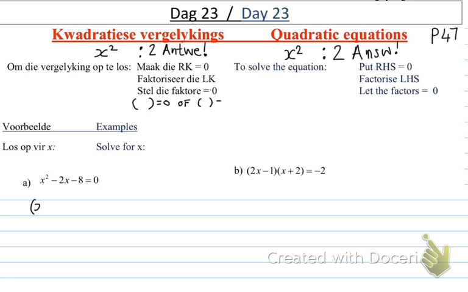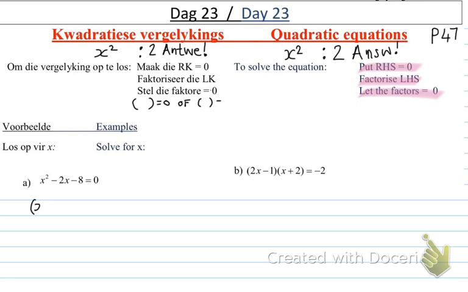How do we solve the quadratic equation? We put the right hand side equal to 0. So in other words, we take everything to the left hand side and make 0 on the right. And then we factorize the left hand side and we set the factors equal to 0. Okay, so let's see how that works.